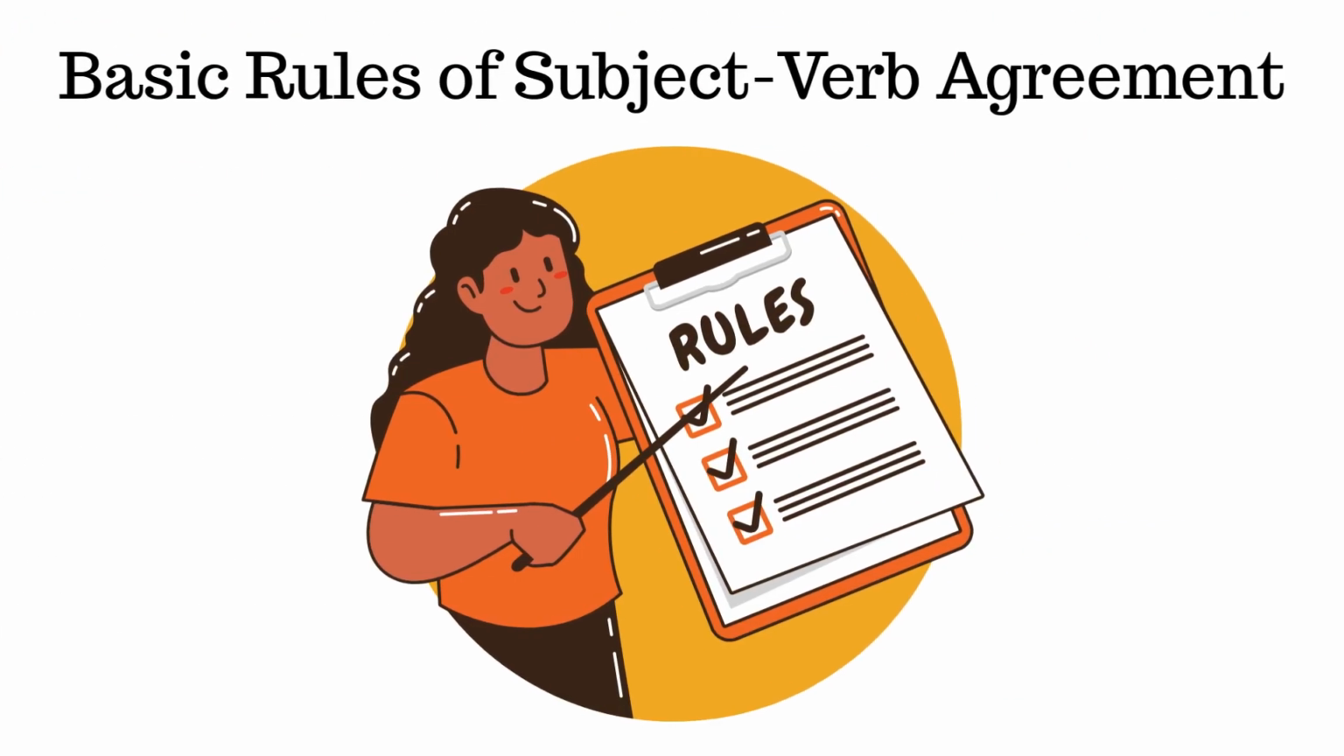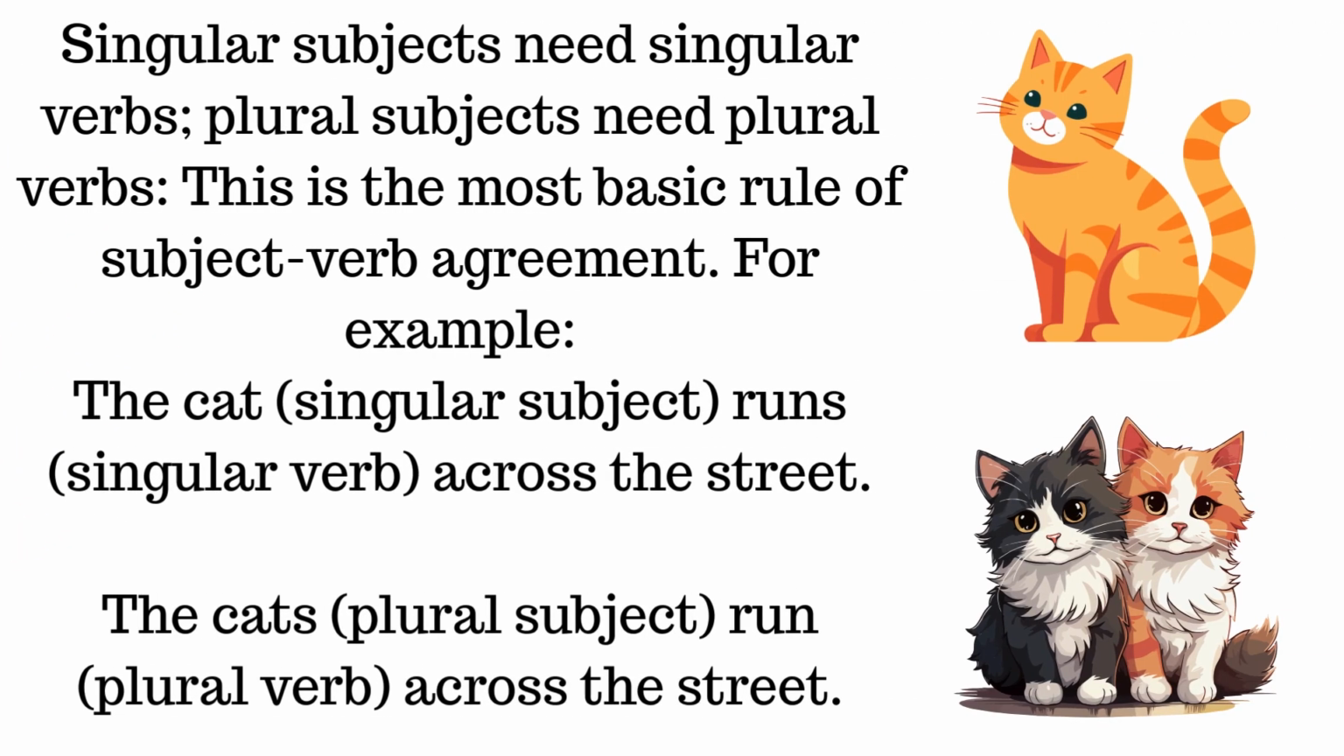Basic rules of subject-verb agreement. Singular subjects need singular verbs. Plural subjects need plural verbs. This is the most basic rule of subject-verb agreement. For example, the cat, singular subject, runs, singular verb, across the street. The cats, plural subject, run, plural verb, across the street.